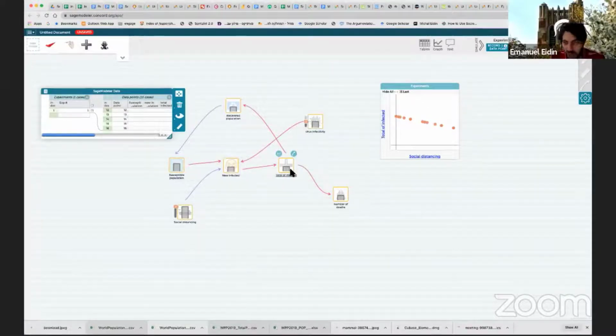This is what we call a static model. It gives you a snapshot in time.